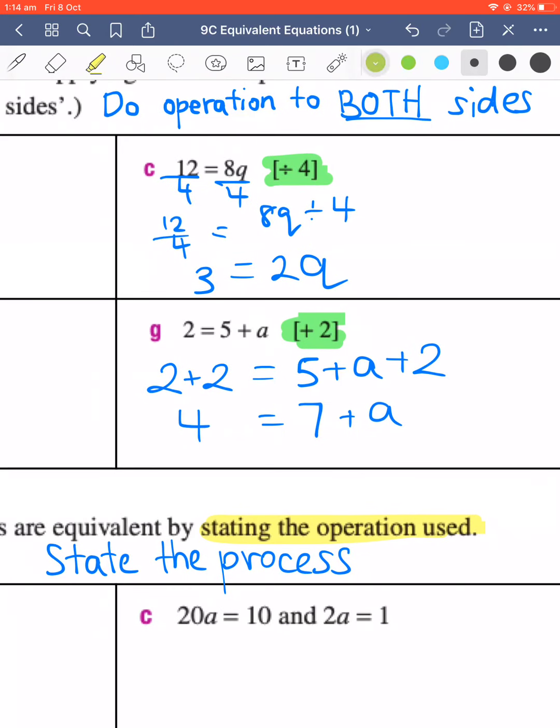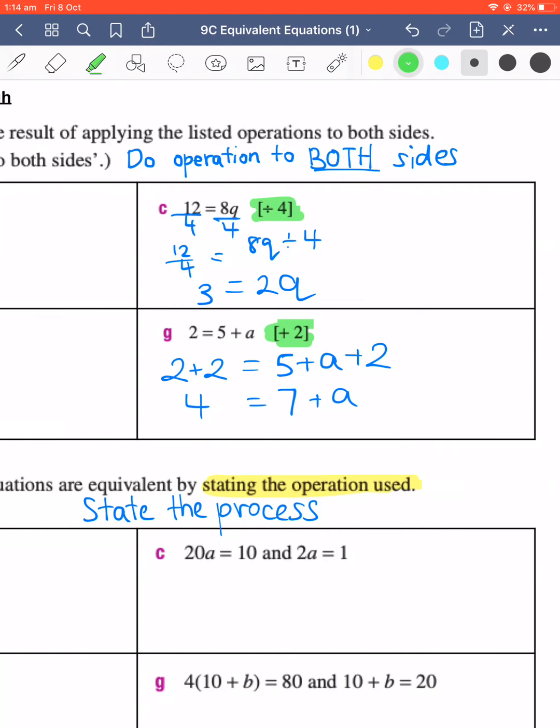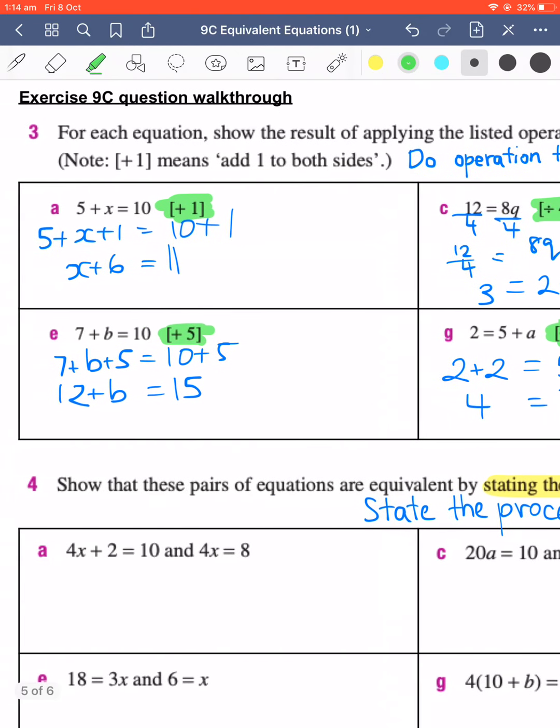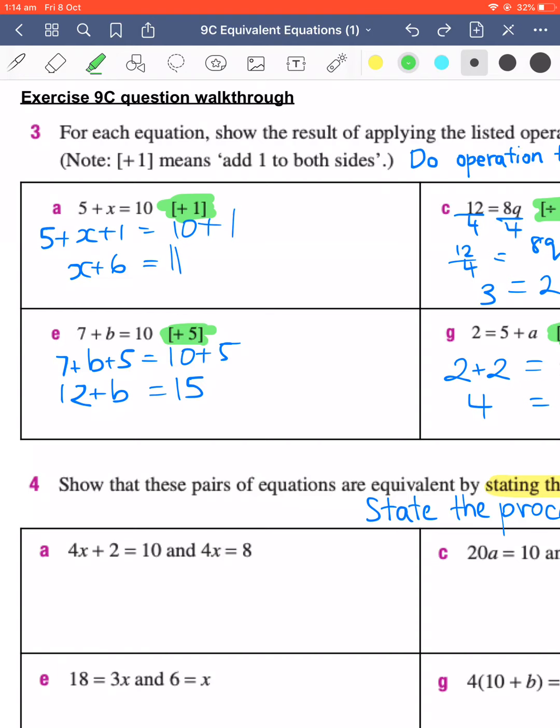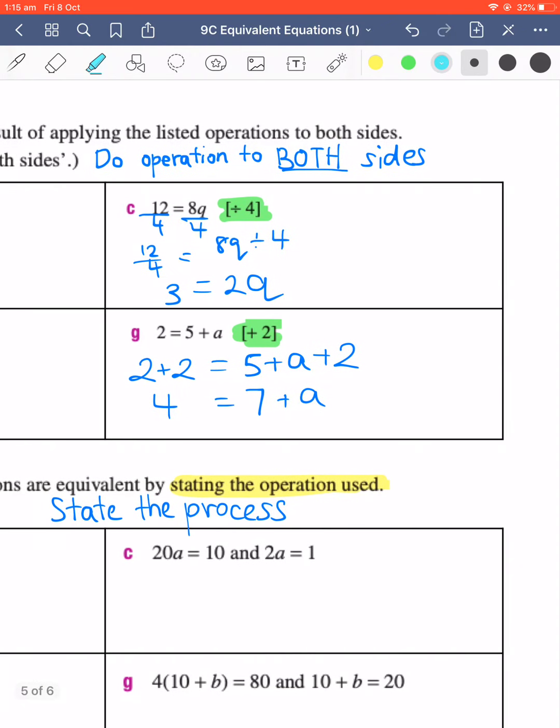And what I'm going to do, just so you can see it a little bit better, the operation that's done is all highlighted in that colour. Okay, so you can actually see where everything has come from. And again, what you do to one side, you have to do the other side as well. Now we can move on to the next question.